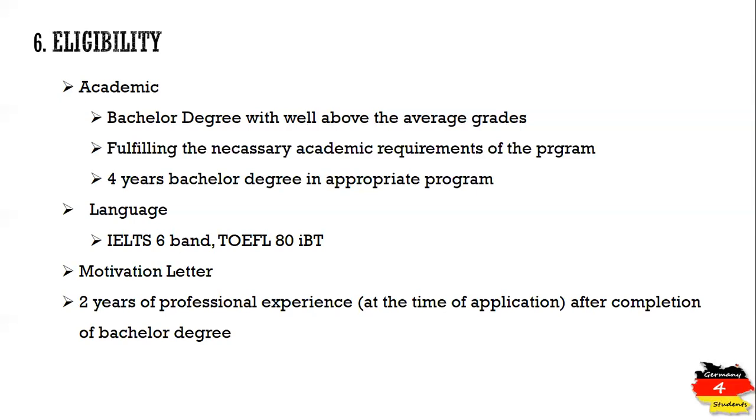2 years of professional experience is mandatory, and this must be at the time of application. It should not be the case that you say, okay, I have completed 1 year of professional experience and I will gain another 1 year before the start of the program, because the program will start in 2021. This should not be the case. You must have completed the 2 years of professional experience before the deadline. So the time you apply, your 2 years of experience must be there, and it must be after the completion of your bachelor degree.